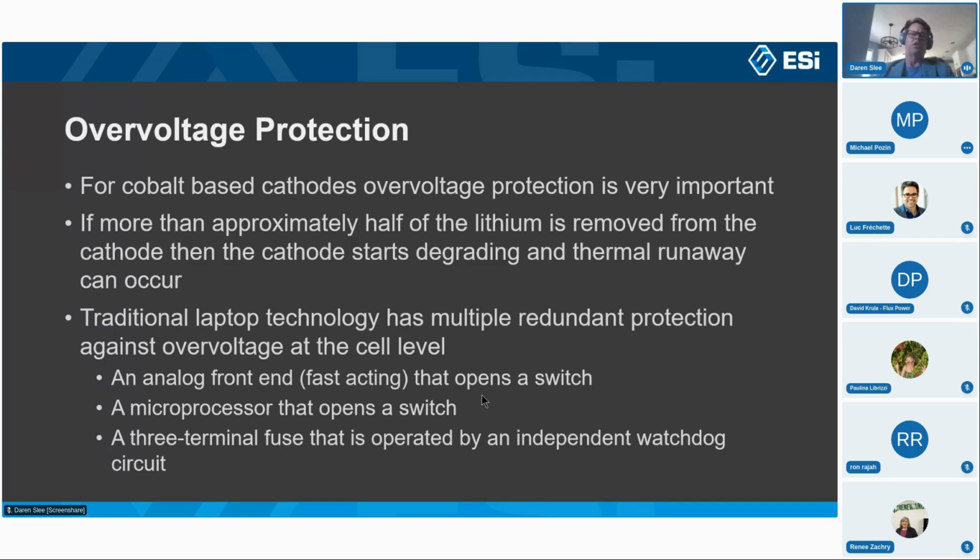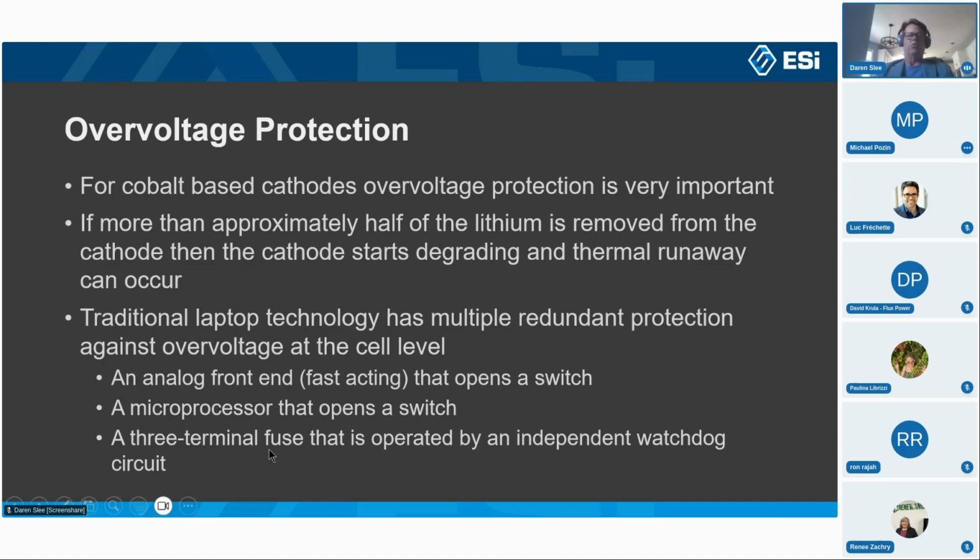So what they have is an analog front end that's fast acting, that opens a switch, and that switch is called a CFET, a charge field effect transistor. If that doesn't work, then you've got a microprocessor backup that could open that same switch.